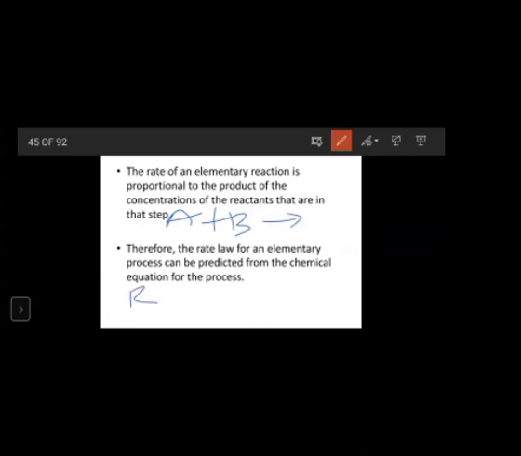if I want to write the rate, I'll say rate is proportional to the concentration of A raised to whatever power you want to calculate, M, and the concentration of B raised to what you don't know, L. This is the rate of reaction. So the rate of reaction of an elementary process is proportional. If I remove this proportionality sign, I put an equality sign there, I put K there. That K is what we call the specific rate constant. So take note. Therefore, the rate for an elementary process can be predicted from the chemical equation.